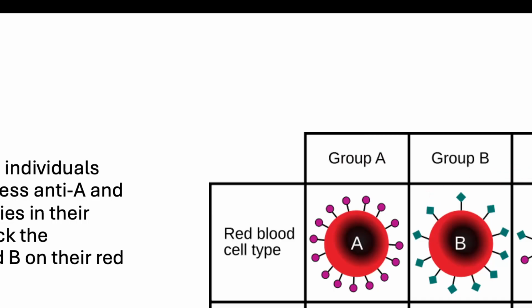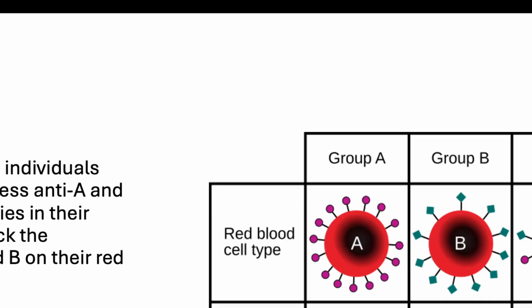Group A, B, AB, group O. So A has the kind of antigen which is recognized by anti-B. B has the A kind of antigen which is recognized by anti-A. Group AB has both kinds, which does not have any antibodies in the plasma.